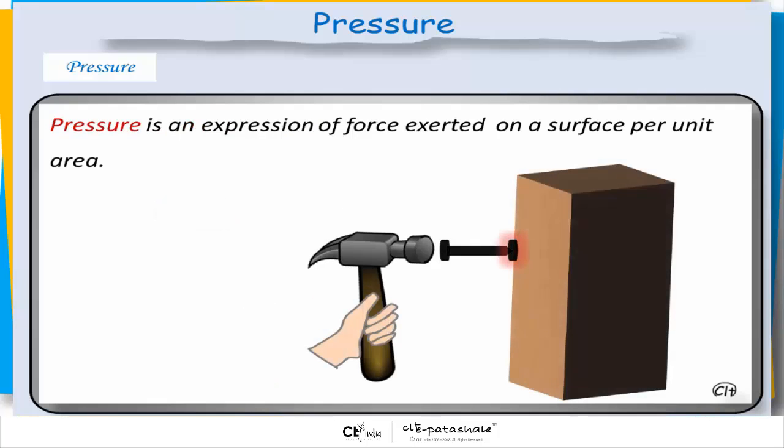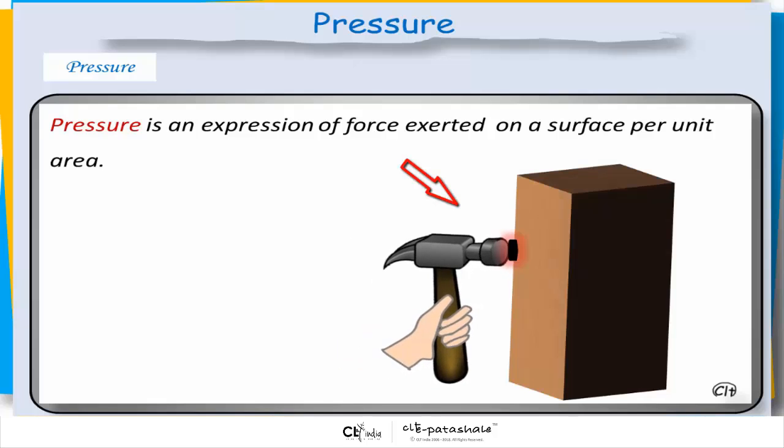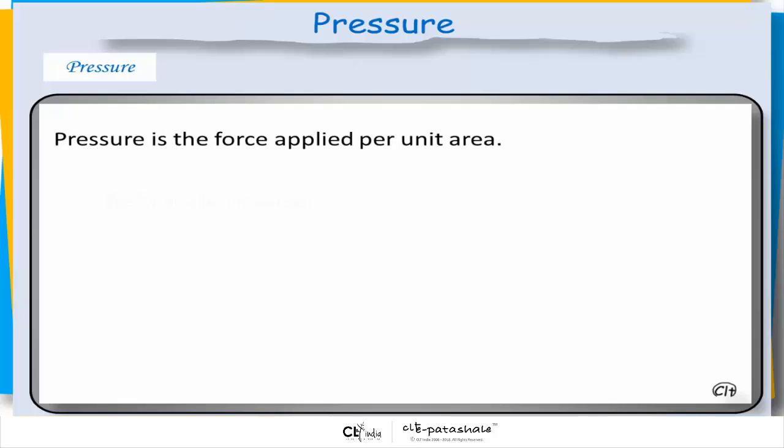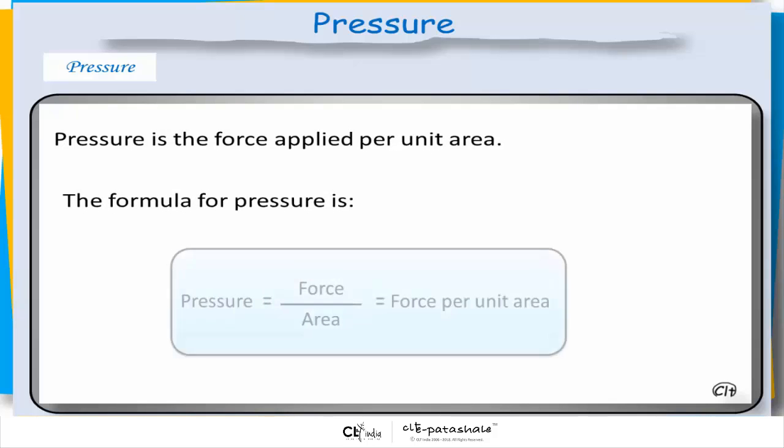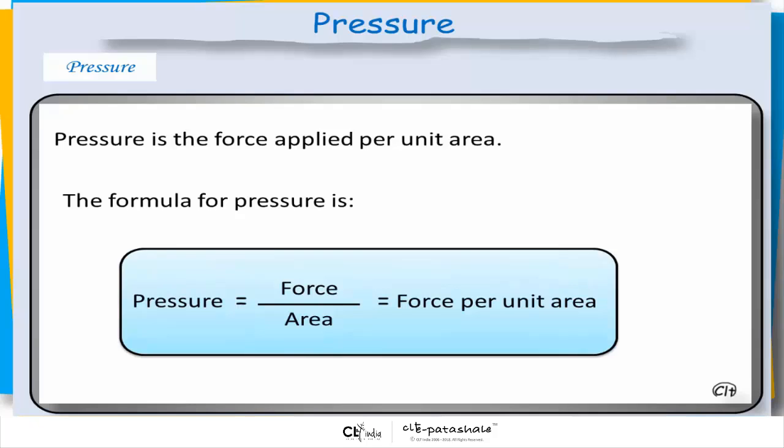Now, pressure is an expression of force exerted on a surface per unit area. Here in the image you can see a hammer has been hammered on a nail. Pressure is the force applied per unit area. The formula for pressure is pressure equals force by area, or force per unit area.